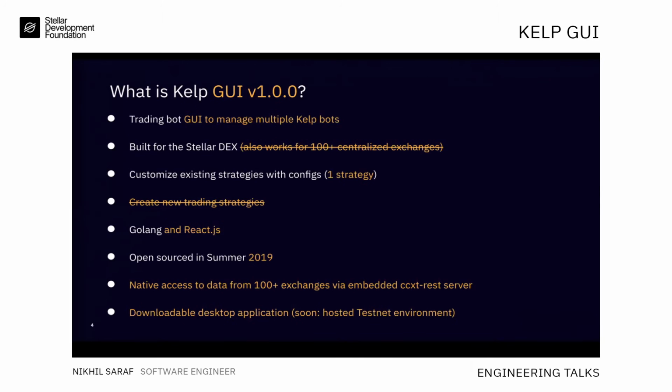The Kelp GUI is a relatively newer addition to Kelp. It is a GUI to manage multiple Kelp bot instances. Today, it does not work on centralized exchanges and only works on the Stellar Decentralized Exchange. We start off with just one trading strategy to make it easier for people to learn how the UI works. You can't create new trading strategies today, but in the future, any trading strategies that are created on Kelp will automatically be supported by the UI. In addition to writing the backend for the UI in Golang, we added support for React for the front end. The UI was open sourced in the summer of 2019, and only last month did we release the first release candidate of the UI.